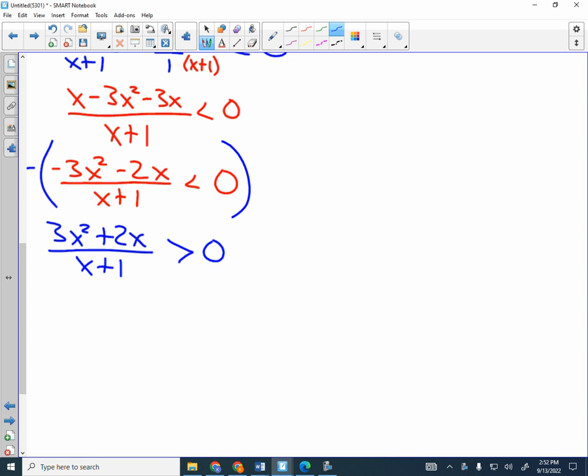So now what people are saying is we want to write this in factored form. And so you can then factor out an x times 3x plus 2 over x plus 1 is greater than 0.